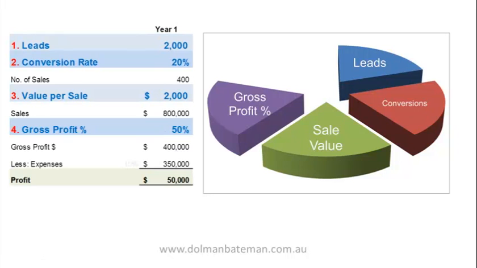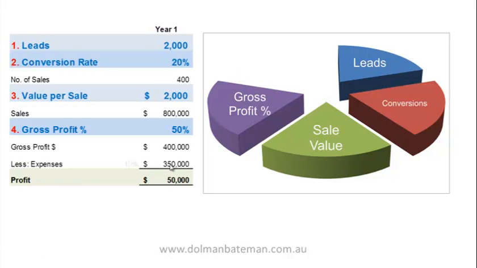Let's go to the next step, the gross profit. We're going to discuss gross profit a bit later, but it's slightly different to the one most accountants will talk about. We're going to assume there's a 50% gross profit rate, but you can change these figures around for whatever you like. And so the gross profit is $350,000.